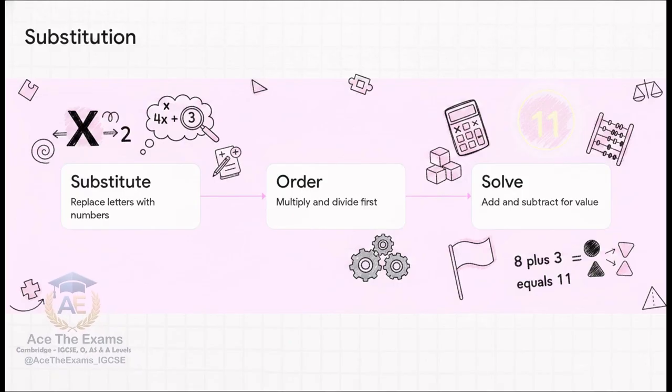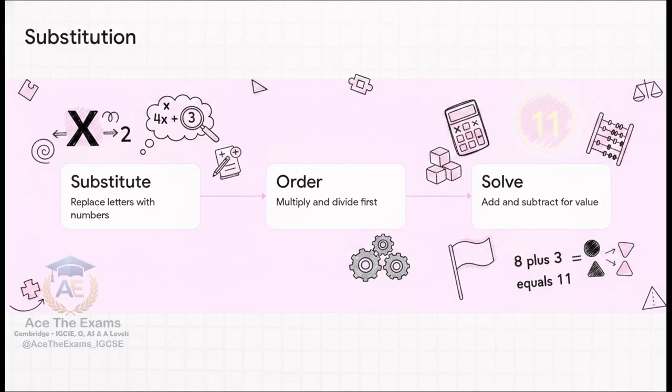Step 3. Now we finish up with the addition. 8 plus 3 equals 11. By strictly following the sequence, we just effortlessly arrived at the right answer.